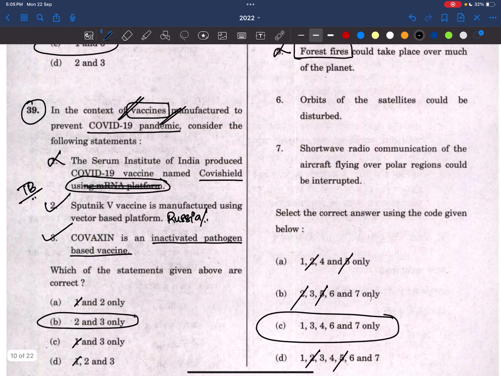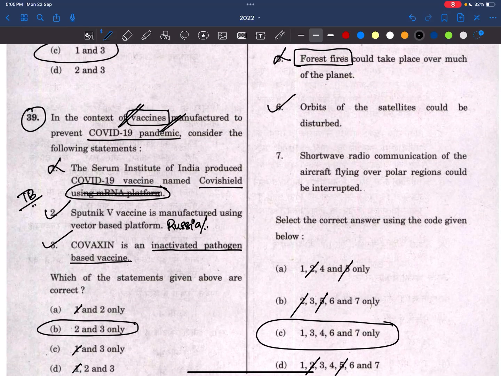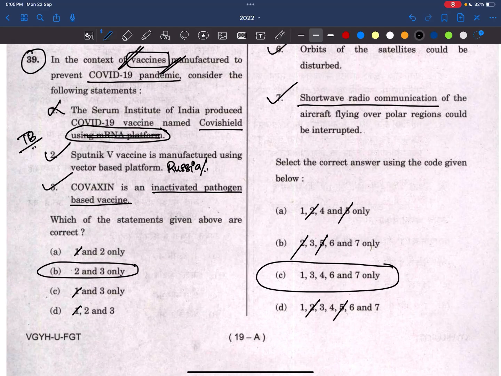Right? Now, orbits of satellites could be disrupted. Yes. See, satellites are also communication based technologies, right? When these get interference, some glitch can happen, some sort of disturbance can happen. Then malfunction of the satellite may occur. They can deorbit. They can disrupt anything. Anything can happen. Right? Now see, shortwave radio communication. These are also communication only. So yes, these are also affected.